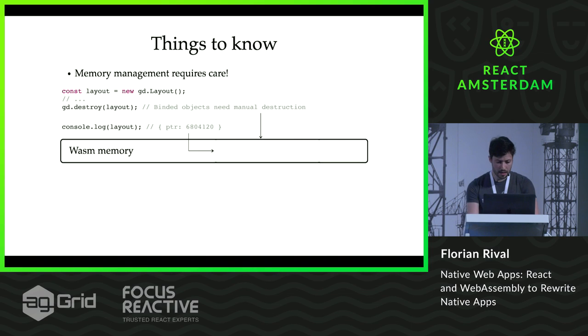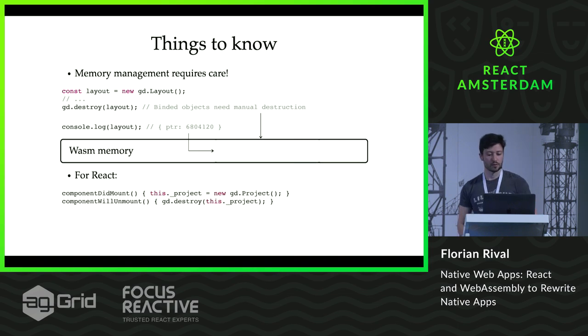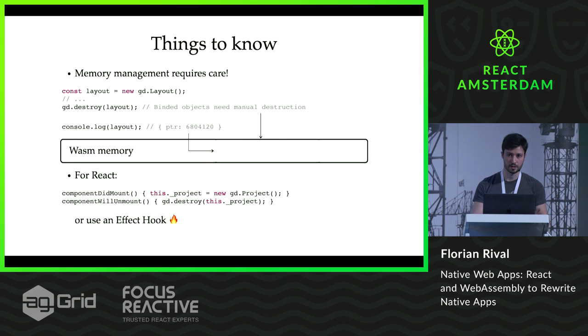So that's the first thing. And for React, that means that, for example, when you mount a component, if you create an object, make sure to destroy the object when you unmount the component. Or you can use an effect hook.